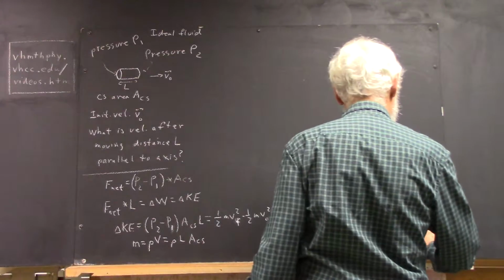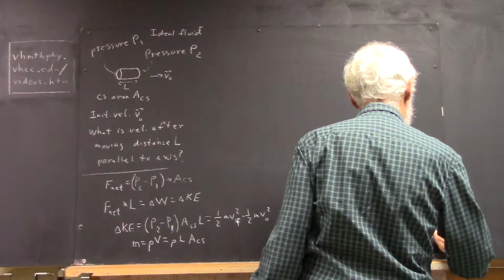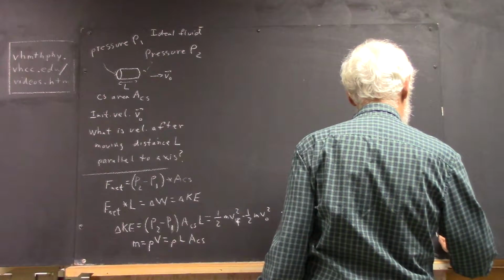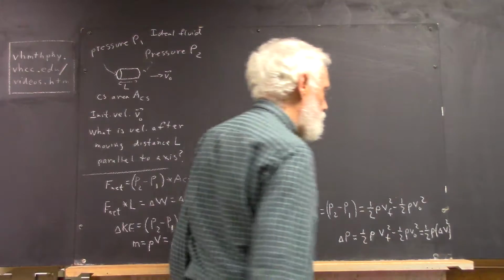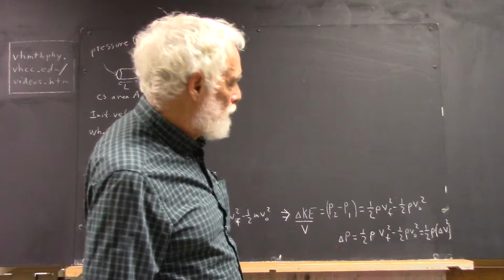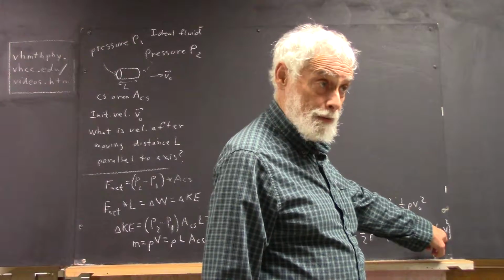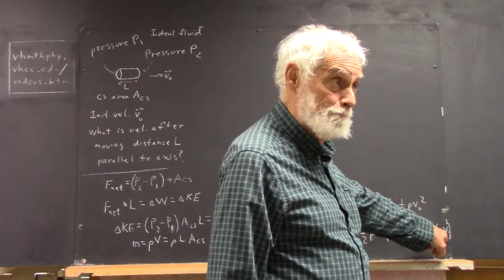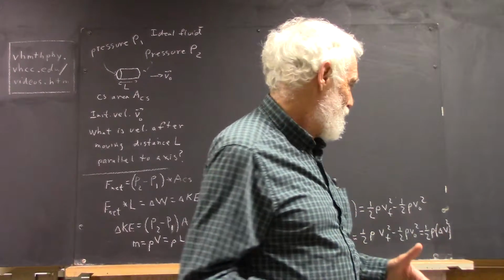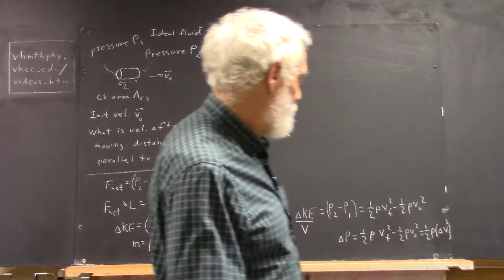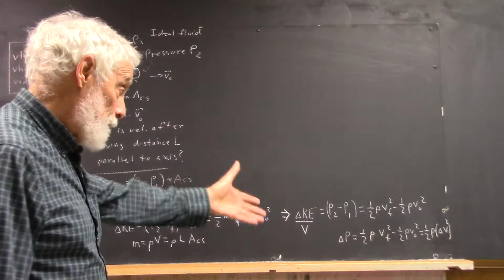So I could write this as 1/2 rho times the change in V squared. And that's not the square of the change in V. That's a change in the square of V. Make sense? Because the change in the square of V is not the same as the change in V squared. Hopefully you understand the algebra of that very well, because it's a common pitfall.